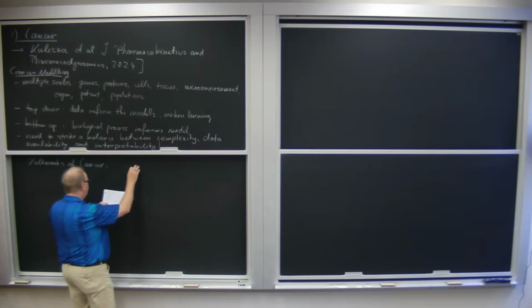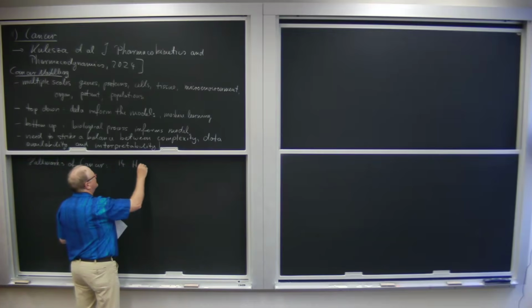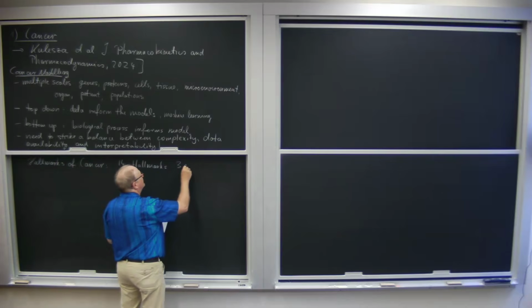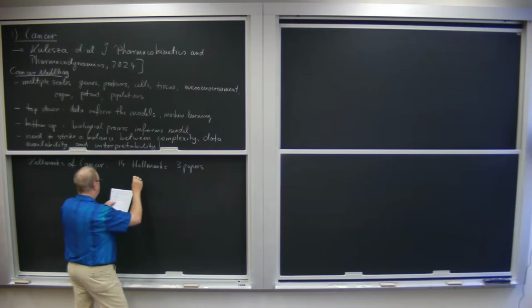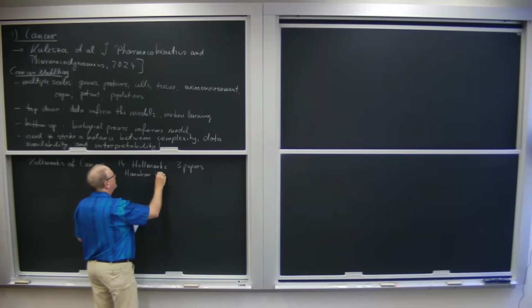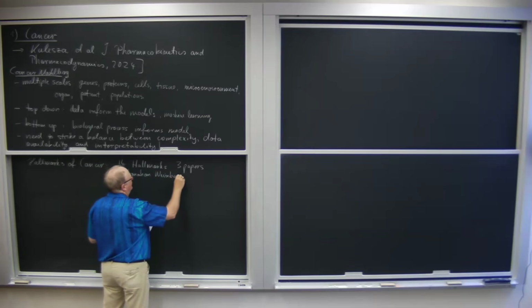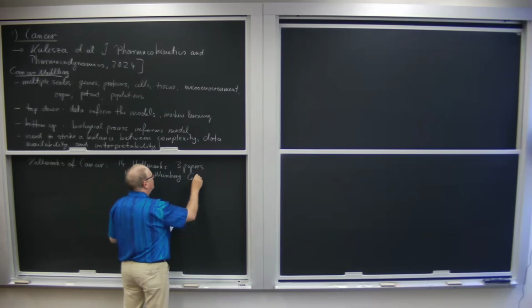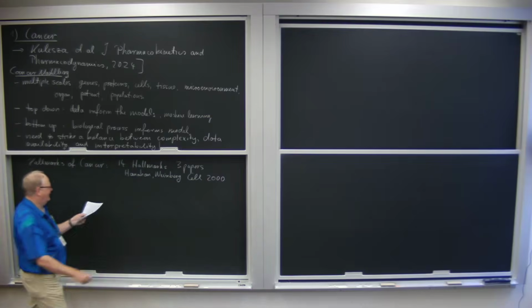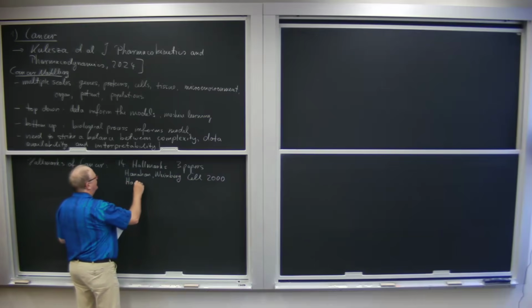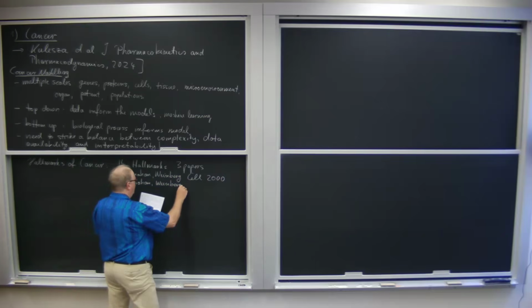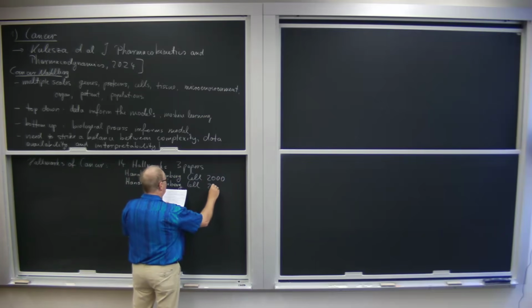Okay, so there are 3 papers, as I said. So there are 14 hallmarks. And 3 papers. The first one is by Hanahan and Weinberg in Cell 2000. I think earlier I said 2001, so it is in 2000. Now I have my notes. Then Hanahan, Weinberg in Cell 2011.